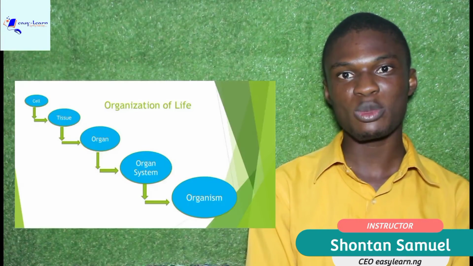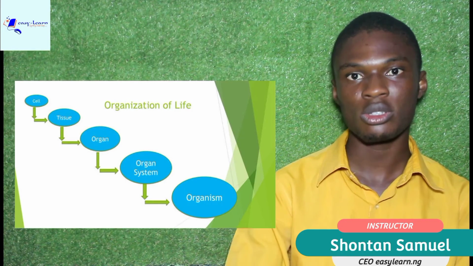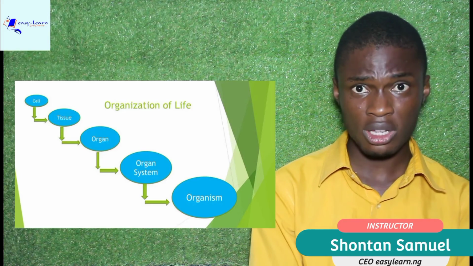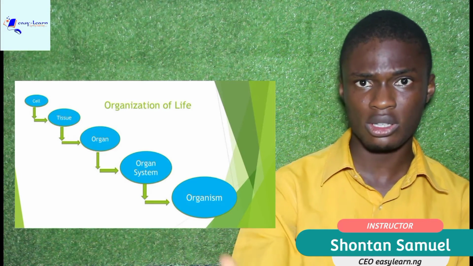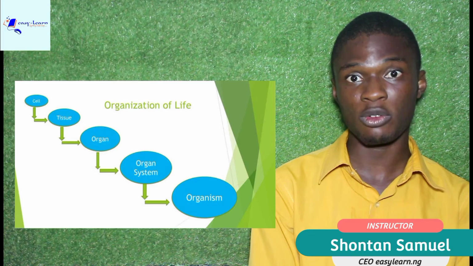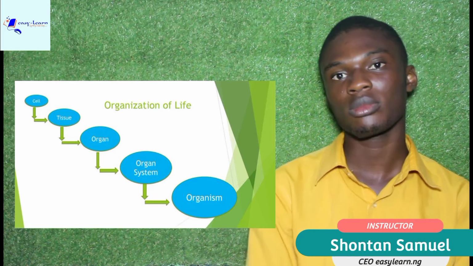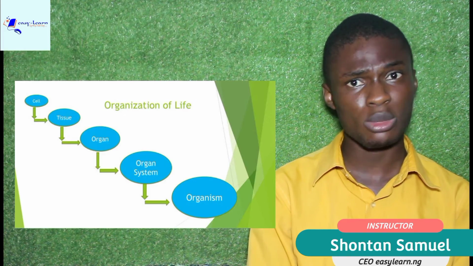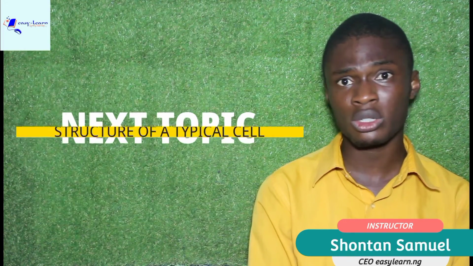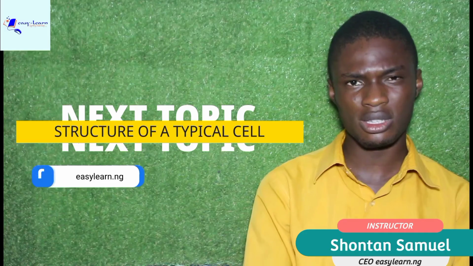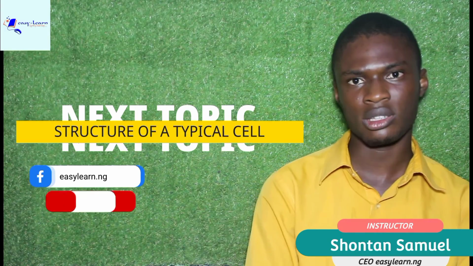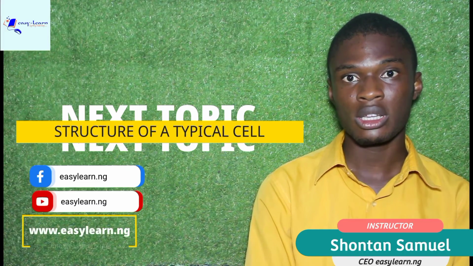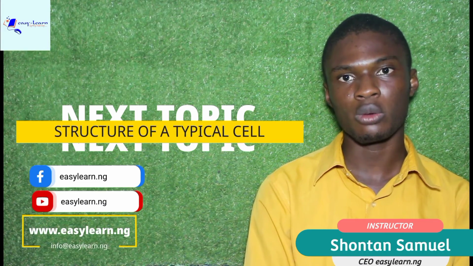Aggregates of cells that perform similar functions form tissues. Tissues that perform similar functions aggregate together to form organs. Organs that come together to perform similar functions form a system. Examples of systems in human beings: we have the respiratory system, muscular system, reproductive, excretory, and all those systems. These systems consist of organs, and that is all about the forms in which cells exist. Next, we'll be talking about the structure of a typical cell.